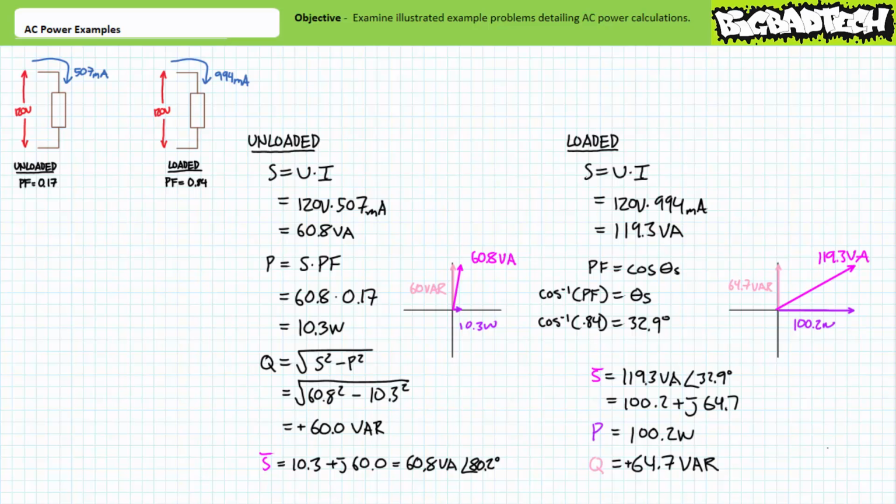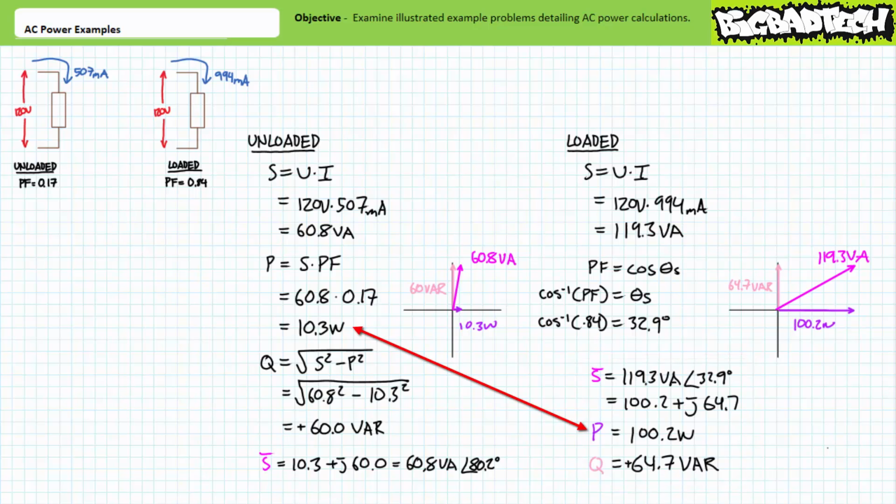Thus far, we've been resolving apparent power into its real and reactive components the hard way. Let's use our scientific calculator to perform this task in a far more efficient manner by converting this polar number to one making use of a rectangular format. Doing so yields 100.2 plus j64.7. The real horizontal x component is real power. Real power is roughly 100.2 watts. The imaginary vertical y component is reactive power. Reactive power is roughly 64.7 VARs.